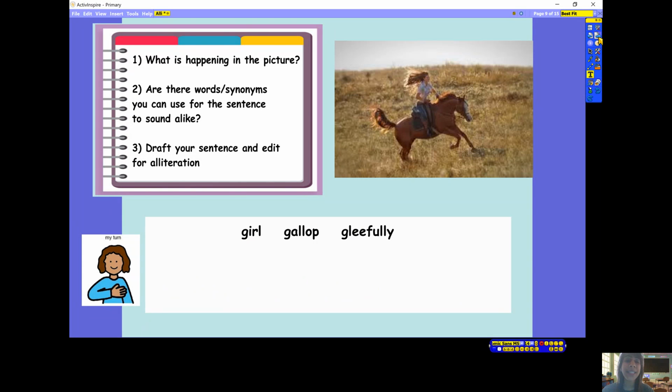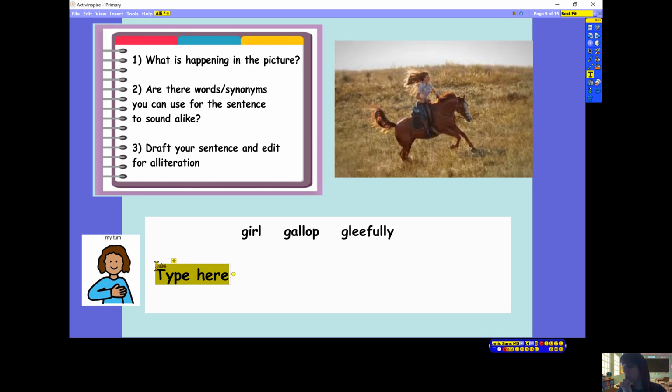Okay, so again, my first step was to have a look at what was happening in the picture. So I can see somebody on a horse and they are riding their horse. Pretty simple. But none of those words really sound similar. They don't use alliteration. They don't start with the same sound. So I tried to think of words and synonyms that could make the sentence sound alike. So instead of saying person, I said girl, which gave me the g sound. And instead of saying riding, I said gallop, because that is a word used to describe the way a horse moves. And then I thought, how might she be feeling when she's riding her horse? And I thought of the word glee, gleeful.